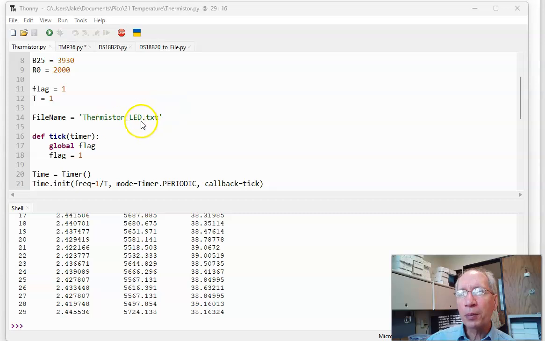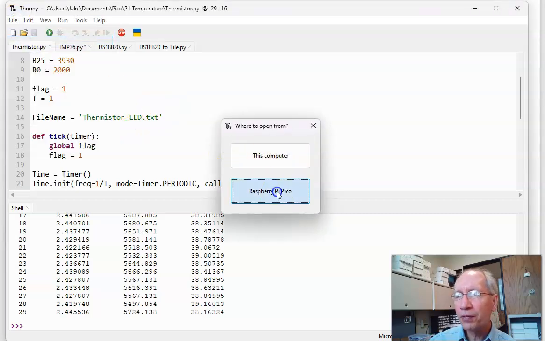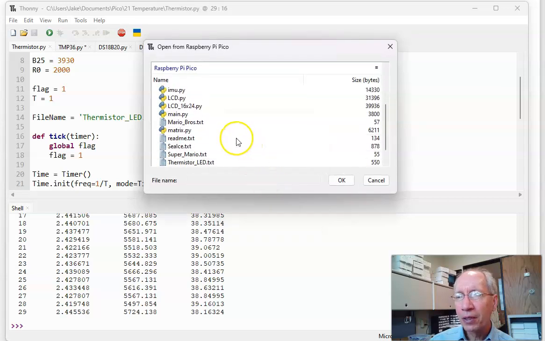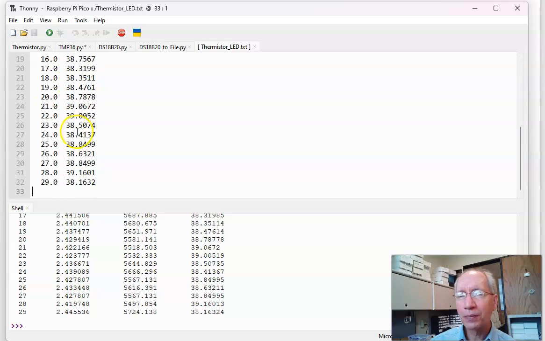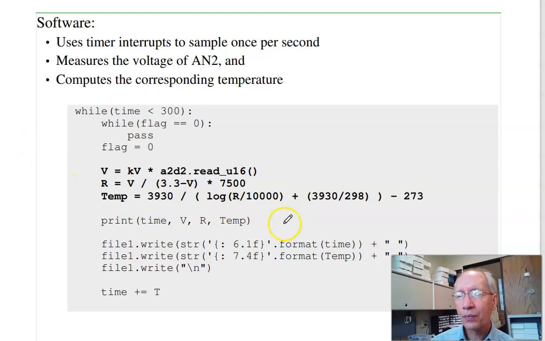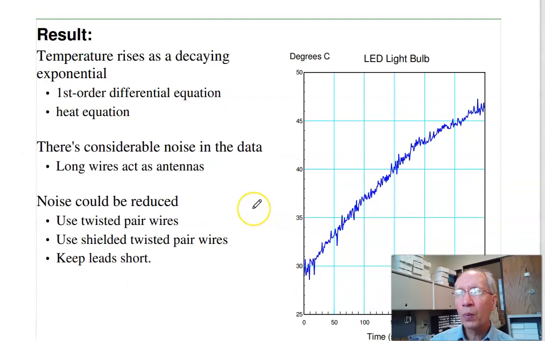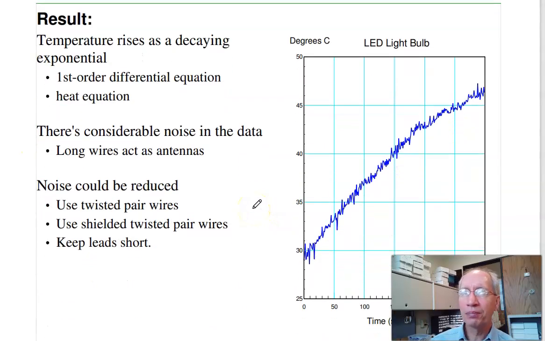At that point I can open up the file. It's called thermistor LED. To file open from the Raspberry Pi. Thermistor LED, there it is. There's my data, time in seconds. There's my temperature. With that I can then plot that in MATLAB. Do whatever you want with it.